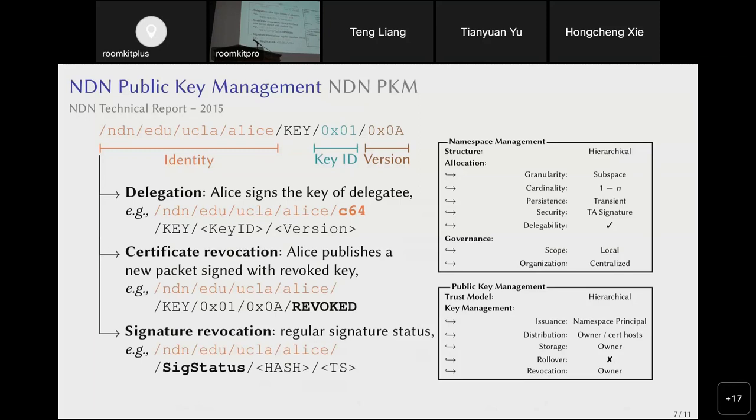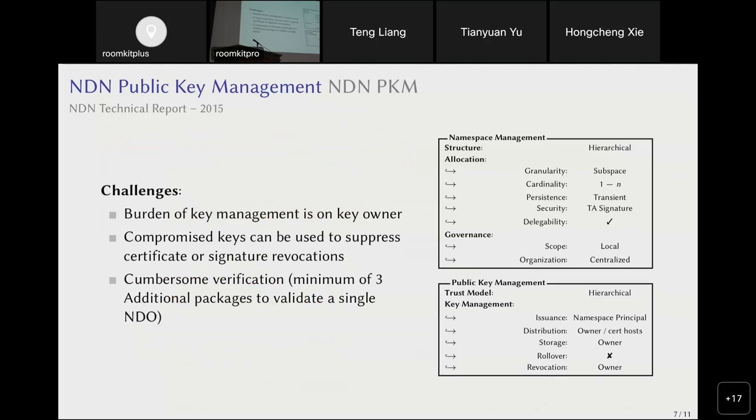A simple yet very effective approach, NDN PKM faces a number of challenges. The burden of key management and public key cryptography is put on the key owner. For example, the key owner must regularly publish signature revocation notifications so the consumers know if at any given time a signature has been revoked or not. The compromised keys can be used to suppress certificate or signature revocations. And the verification on its own is very cumbersome. You have to not only check if signatures are valid, but you also have to check if signatures are not retracted. And you have to do this for every packet up to a trust anchor that is known to you.